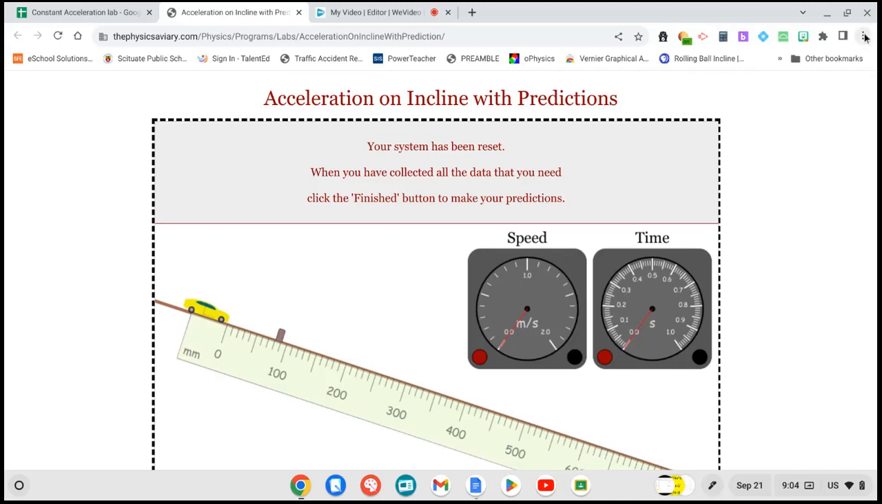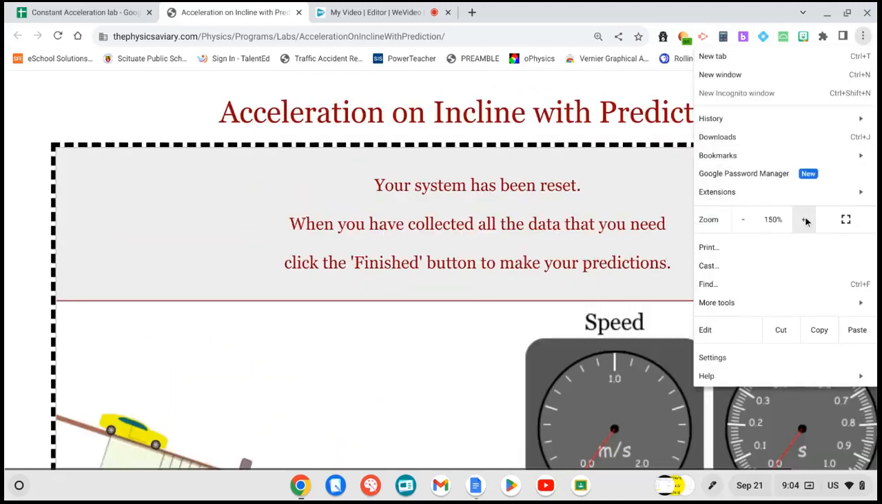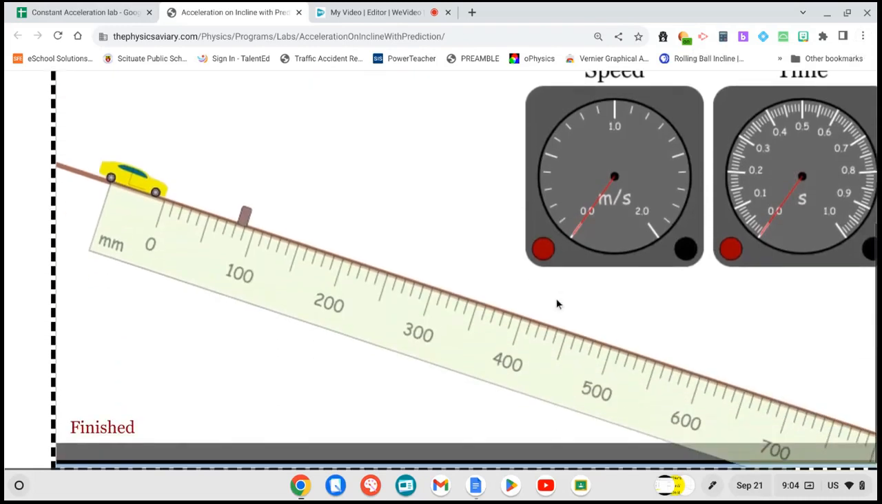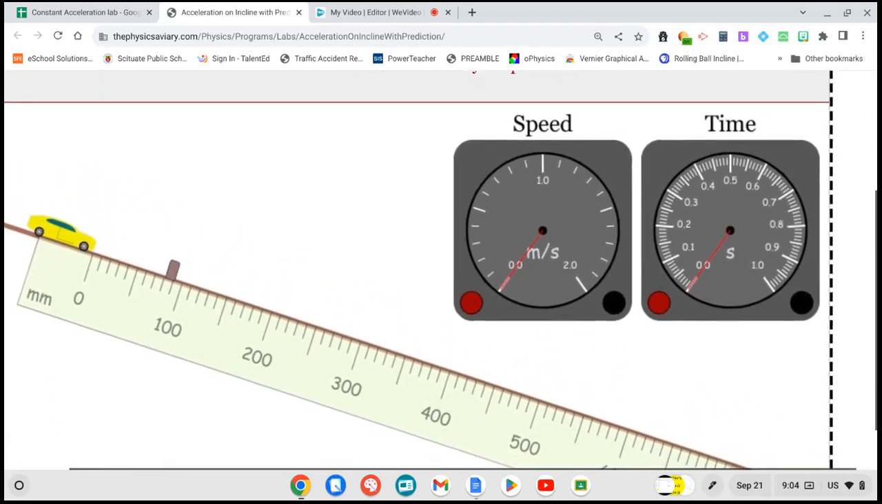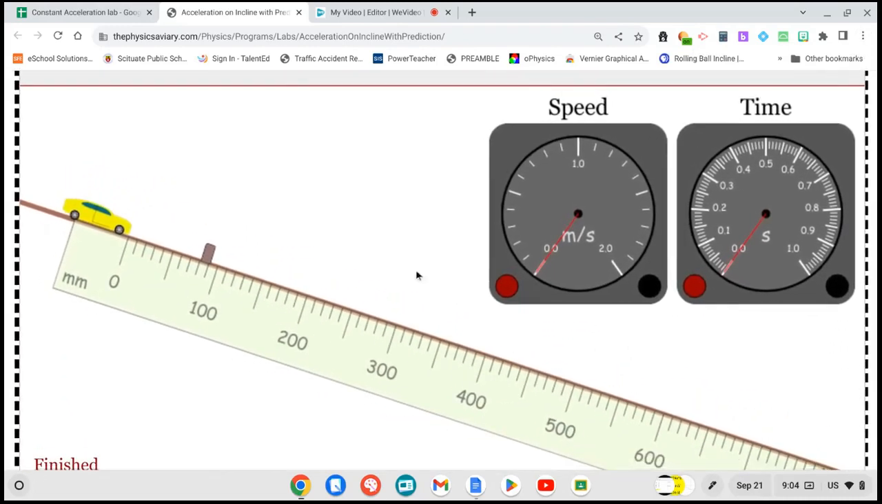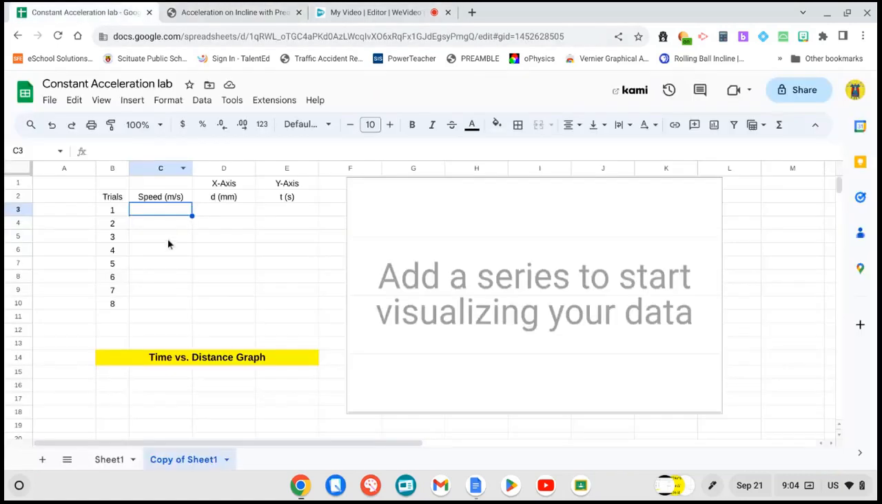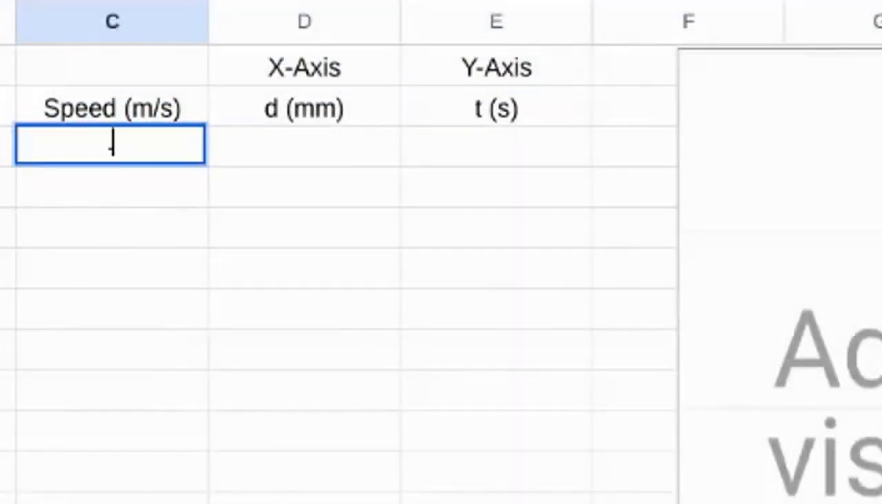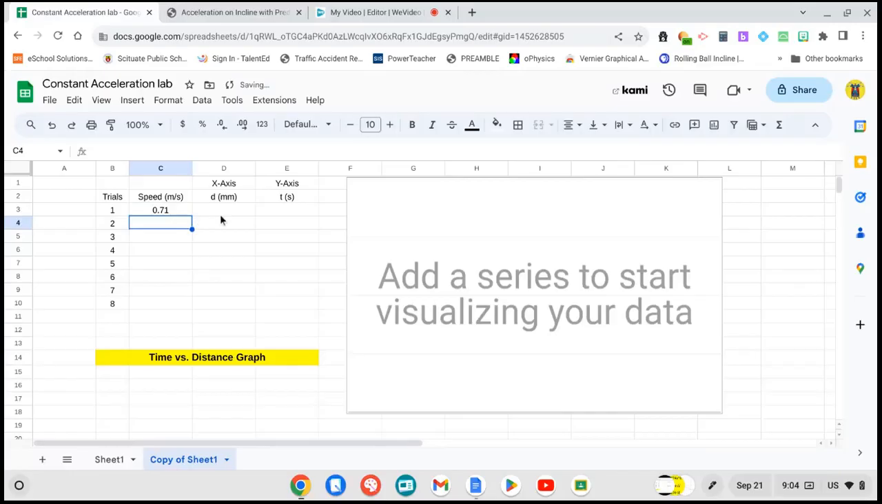time. One of the first things you should do, though, is magnify or zoom in on the web page, because it's going to be really hard to see these dials because you're going to have to make estimates when you do the readings. So you click the car, it rolls down, and here's the speed for that trial, right? So that's 0.567 something. I'm going to go to my spreadsheet. I'm going to enter it in.